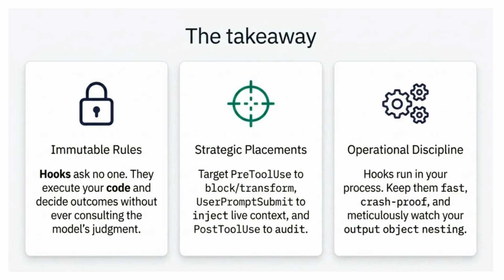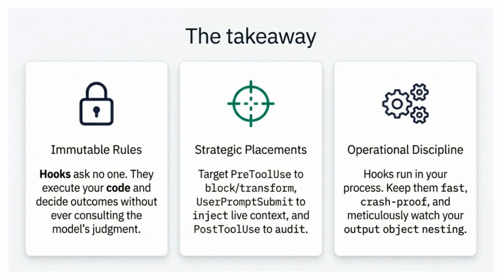Updated input goes inside hook-specific output alongside permission decision allow. Deny beats everything when hooks disagree. Your callbacks run in your process, so they must be fast and crash-proof. Python users, remember that session start and session end are shell command only. Permissions ask for permission. Hooks ask no one.